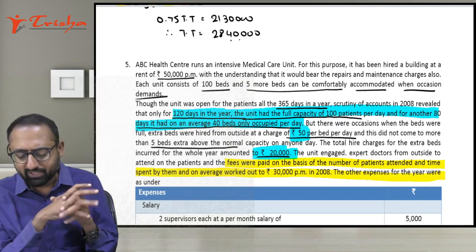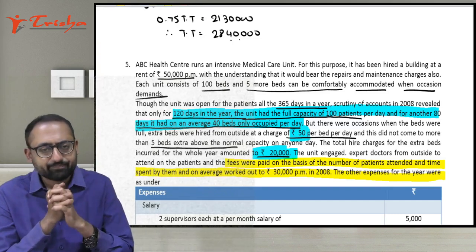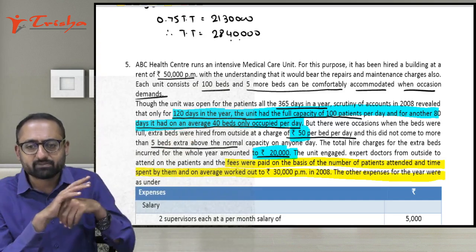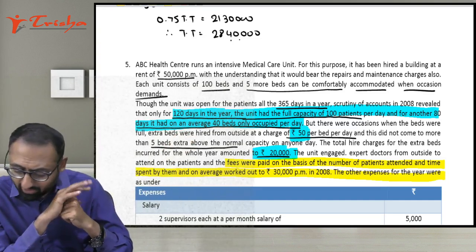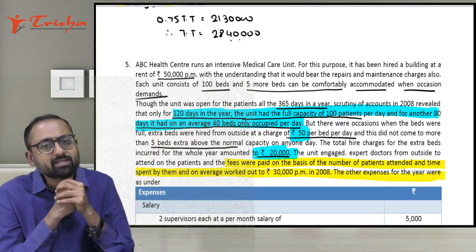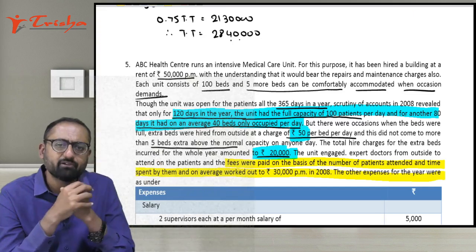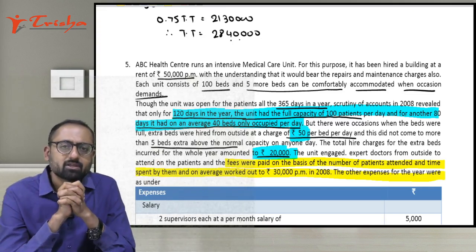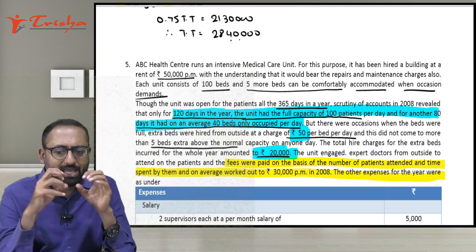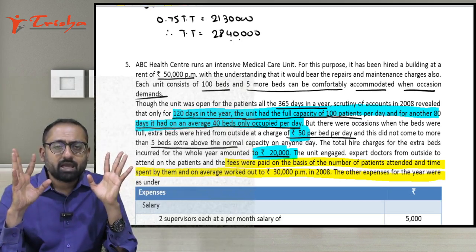Why they will get confused? Because the hospital was open for 365 days and the data is given for first 120 days, then data is given for 80 days. So 120 plus 80, total 200 days information is given. So some student will confuse, "Sir, hospital was open for 365 days and data is given for only 120 plus 80, 200 days." So don't get confused. Whatever the data given in the question, apply that data as it is.